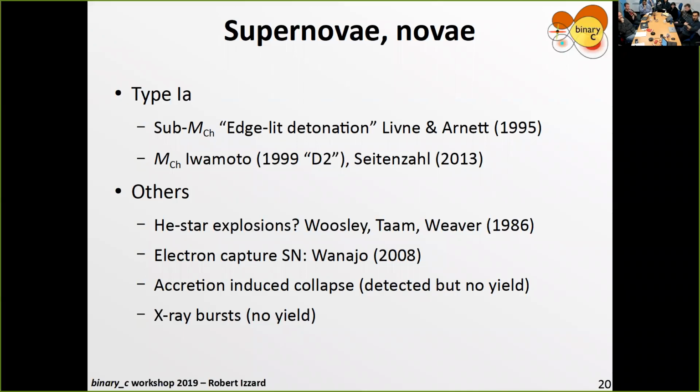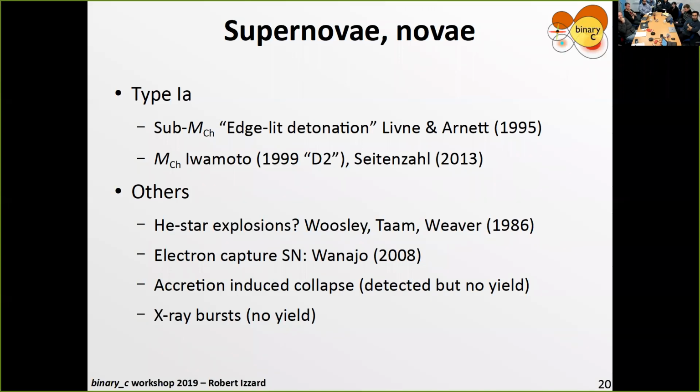Accretion-induced collapse we have there, but at the moment we don't have a yield for that. You can detect it in the code. If anyone knows how much yield should come from an accretion-induced collapse, please tell me, and I'll put it in. It's very easy to do. But at the moment, there's no yield, so we don't actually need to put anything in.